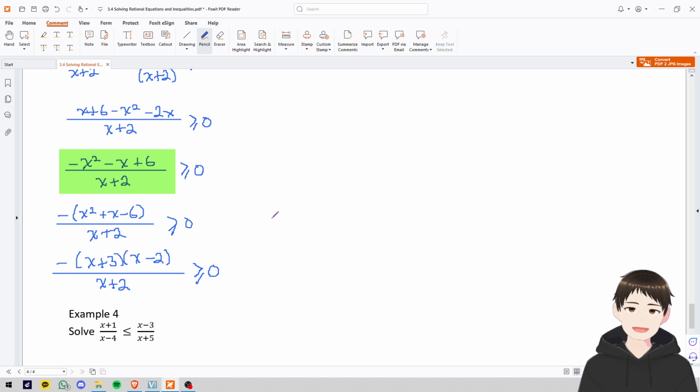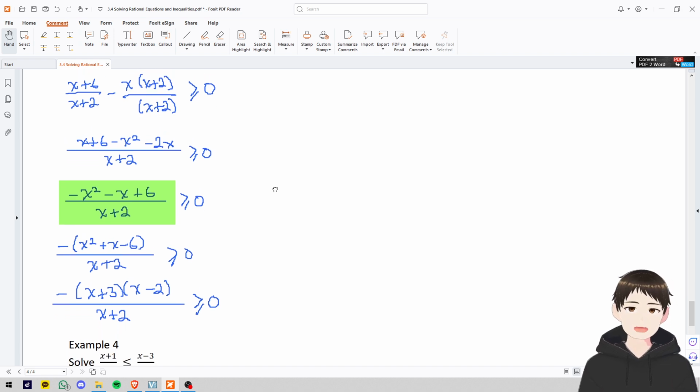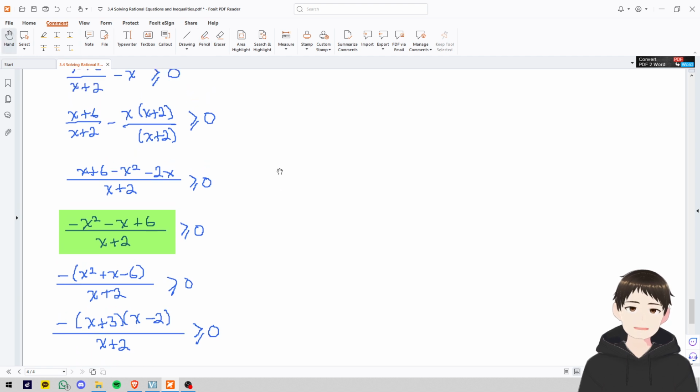Also, I probably should have talked about restrictions as well. Let's do the restrictions for this one. So we've got, oh, well, vertical asymptote. It already sort of pops up. Never mind. Here we go.